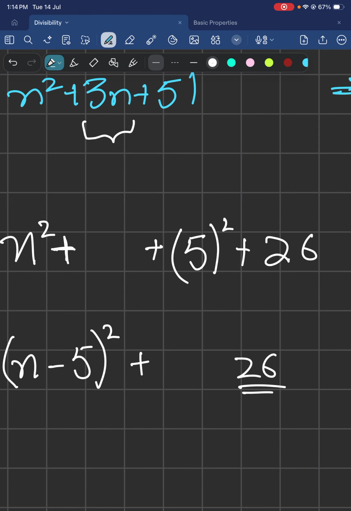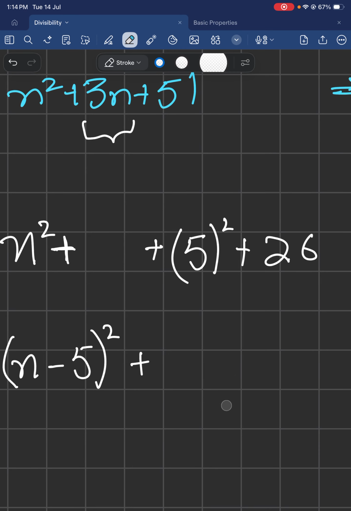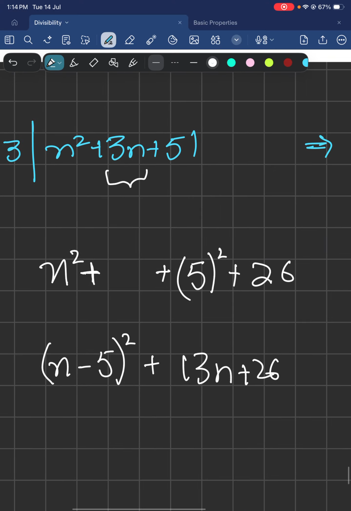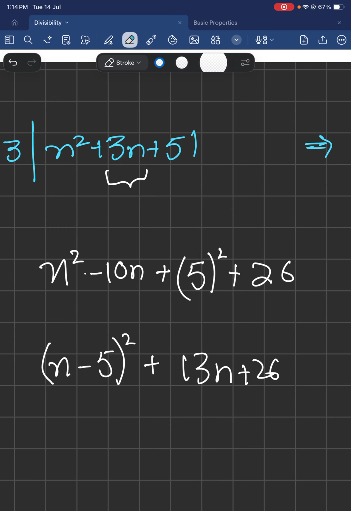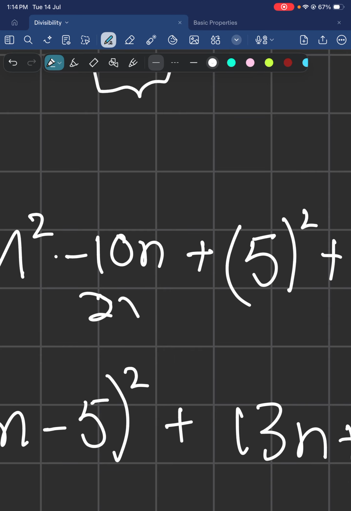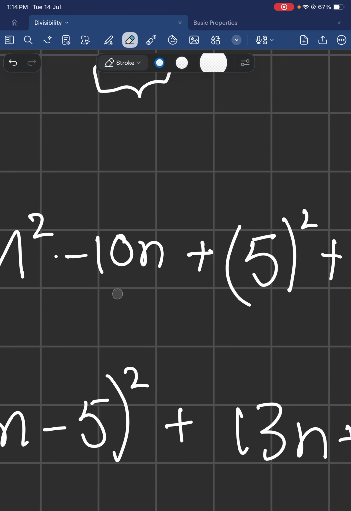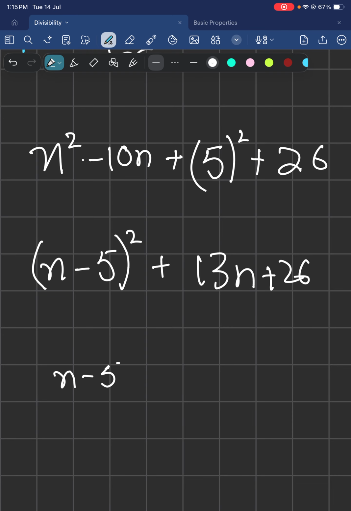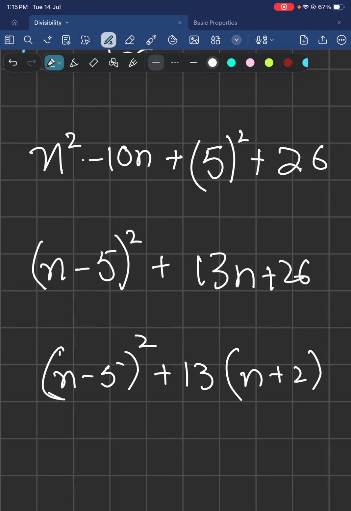So we already have a multiple of 26. So another n, what we want here, let's just say we have 13n here and plus 26 here. So we added 10n, therefore we have to subtract 10n, right? So if I subtract 10n, it actually becomes a complete formula, because this is 2 into 5n. So this becomes n minus 5 whole square, and then we also have got a multiple of 13 here as well.